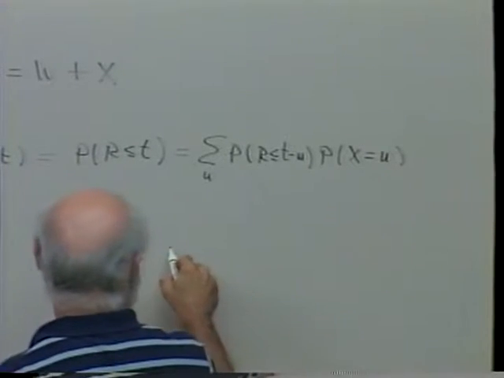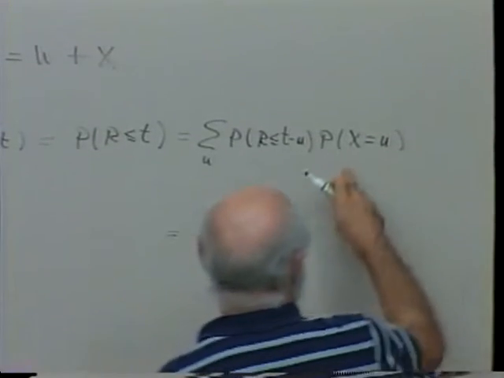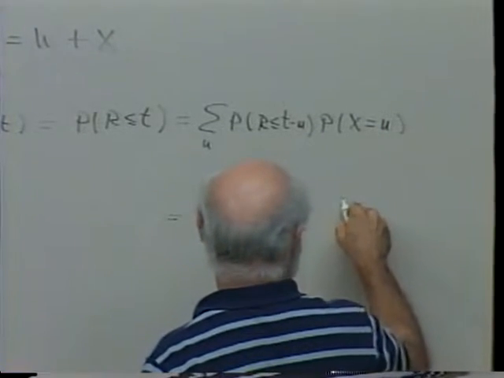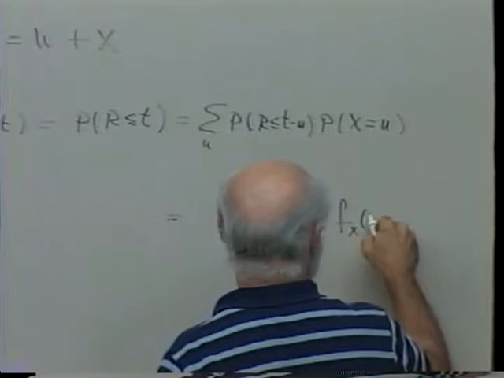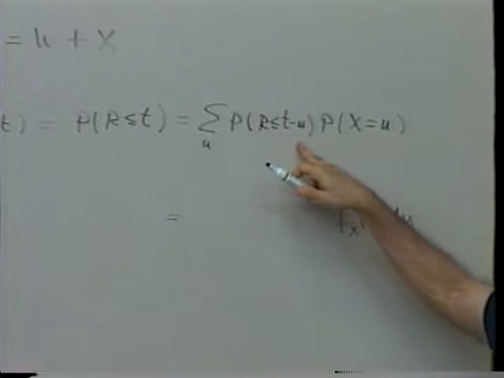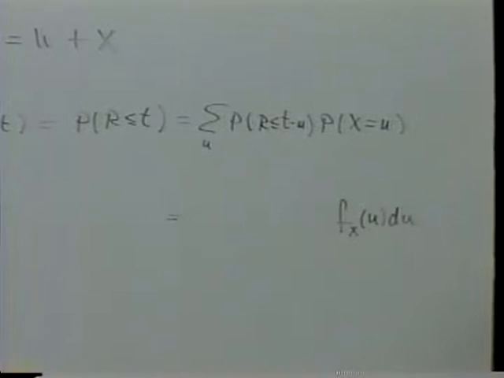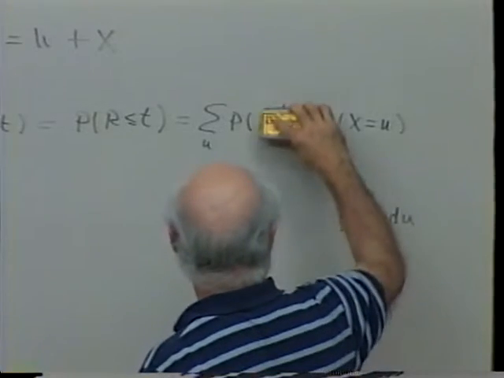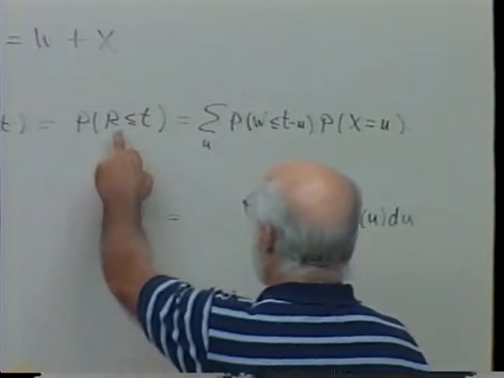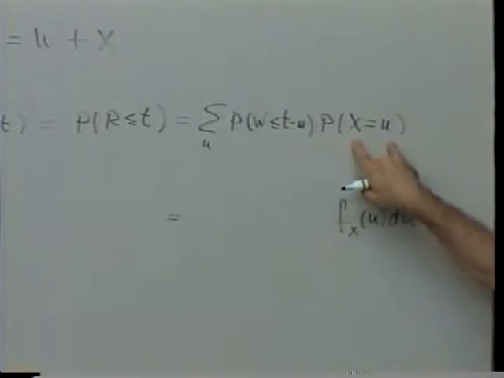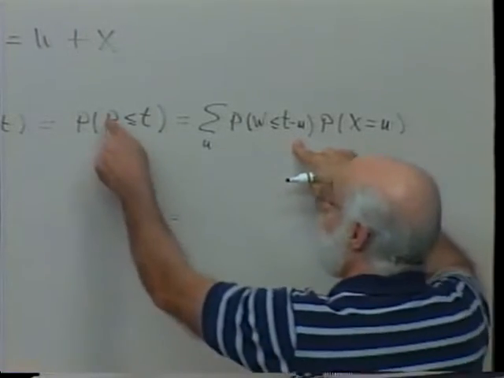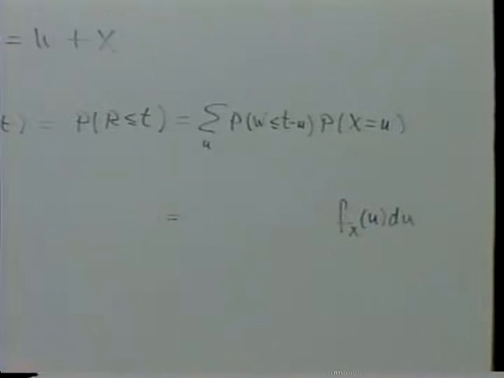Okay, so how would I do that? Well, what's the probability that X is equal to U? That would be the density function of X evaluated at U du. What's the probability that R is less, excuse me, I shouldn't have written R here. I should have written W. R will be less than or equal to t if X takes a value U and W is less than or equal to t minus U, because R is equal to W plus X.